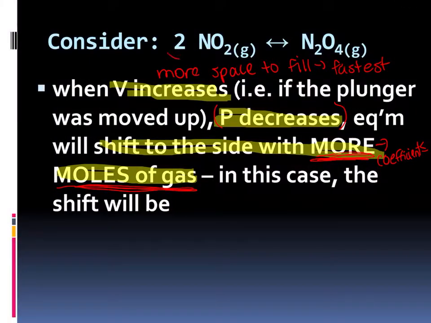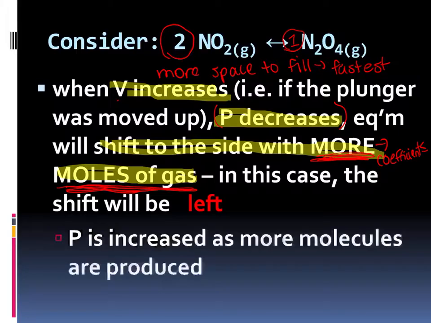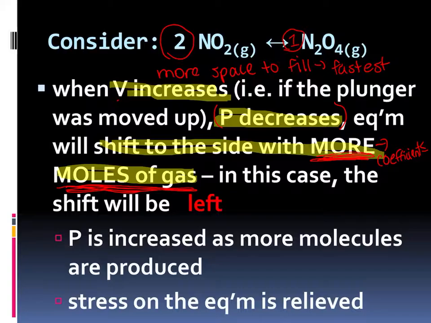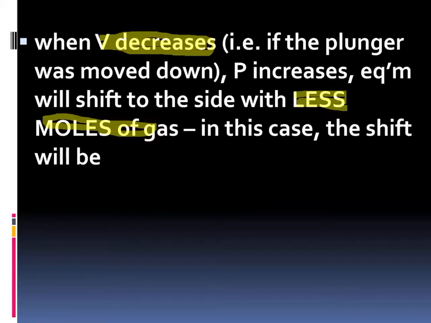Sorry, that was terrible. Let me see if I can get a different color. No. On the reactant side, we have 2. And on the product side, it's understood there's a 1 here. Which side has more moles? The left-hand side does. So when volume increases, there's more space, so more moles of gas in order to bring the pressure up the fastest. You're going to increase the pressure as more particles are produced, relieving the stress. So shift left, or again, if you don't like directions, do reverse.